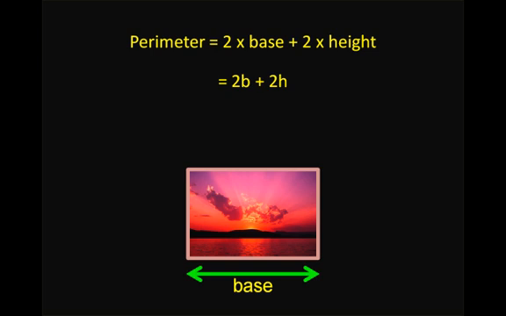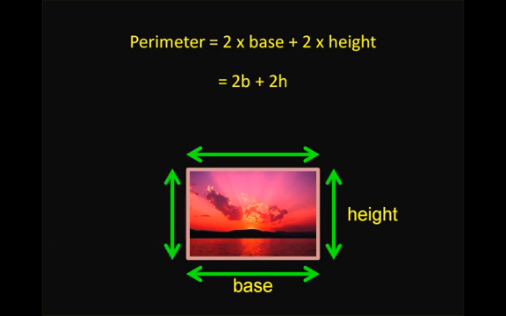So here we have our base, the bottom of our rectangle, our photo, and the top is the same length as the bottom, and therefore we can multiply, and that's why we have 2 times b. So we're actually doing the top and the bottom, which are the same length, and that's 2 times b, and we have our height on one side and height on the other side. Both are the same, so we can multiply those by 2. So again, our formula is 2 times the base, the top and the bottom, and 2 times the height, meaning both sides.